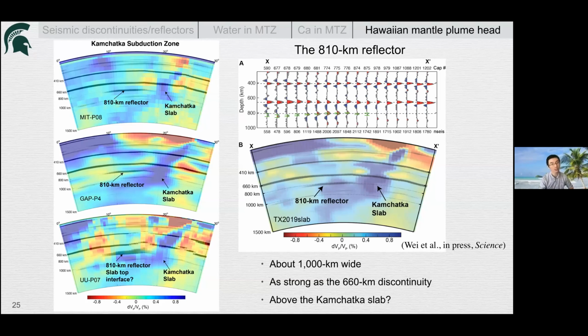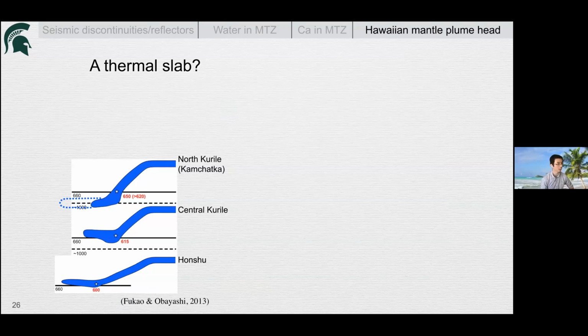So the first intuitive guess is that this is the surface of the thermal slab. On the left side, I'm showing the cartoons from Fukao and Obayashi, who used seismic tomography to image the flat slab in Honshu, Izu-Bonin, and then in Kamchatka. So if what we see is also a flat slab, we basically need to extend this flat part of the slab a little bit further westward.